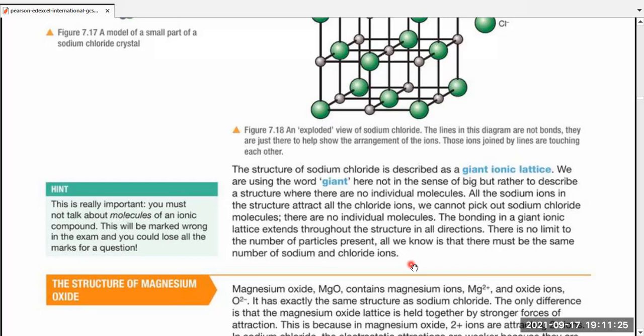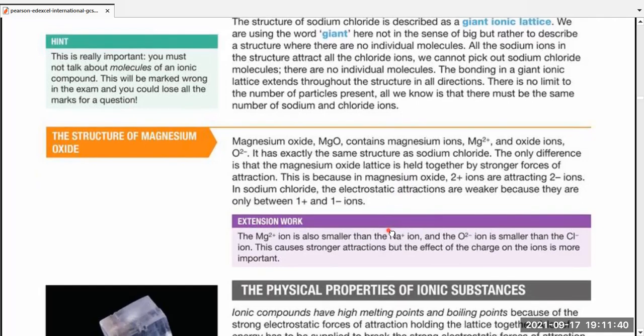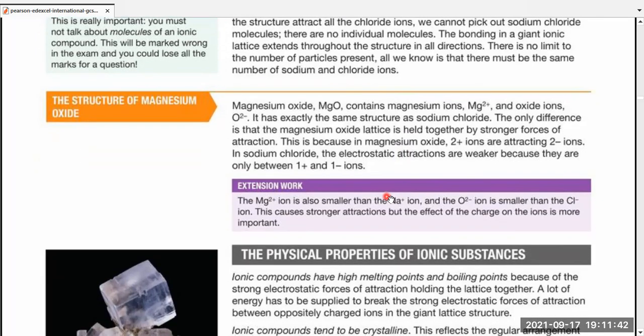The bonding in a giant ionic lattice actually extends throughout the structure in all directions, three-dimensional, as I've explained earlier. So there is no limit to the number of particles present, and the number of particles is pretty high. As I've said, millions and billions are not the words to describe them.